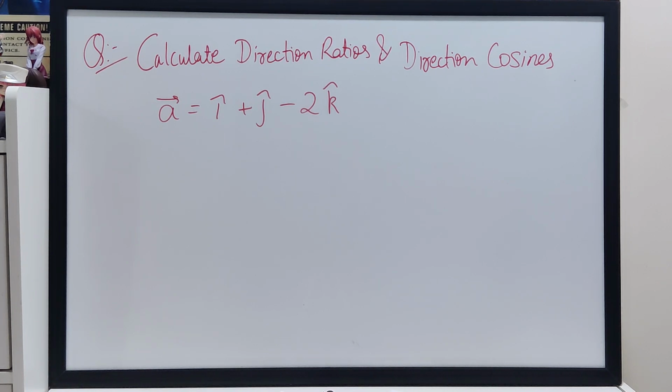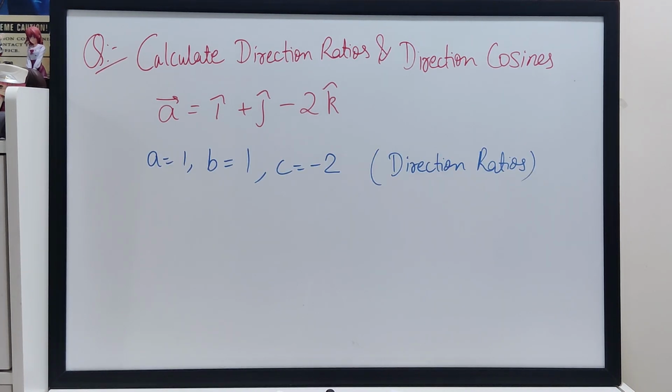Next question, calculate direction ratios and direction cosines for vector A, which is i cap plus j cap minus 2k cap. Direction ratio is nothing but the scalar component of the vector. So as we can see, a becomes 1, b becomes 1 and c is minus 2. Because before i cap what do you have? 1. Before j cap 1 and before k cap you have minus 2.